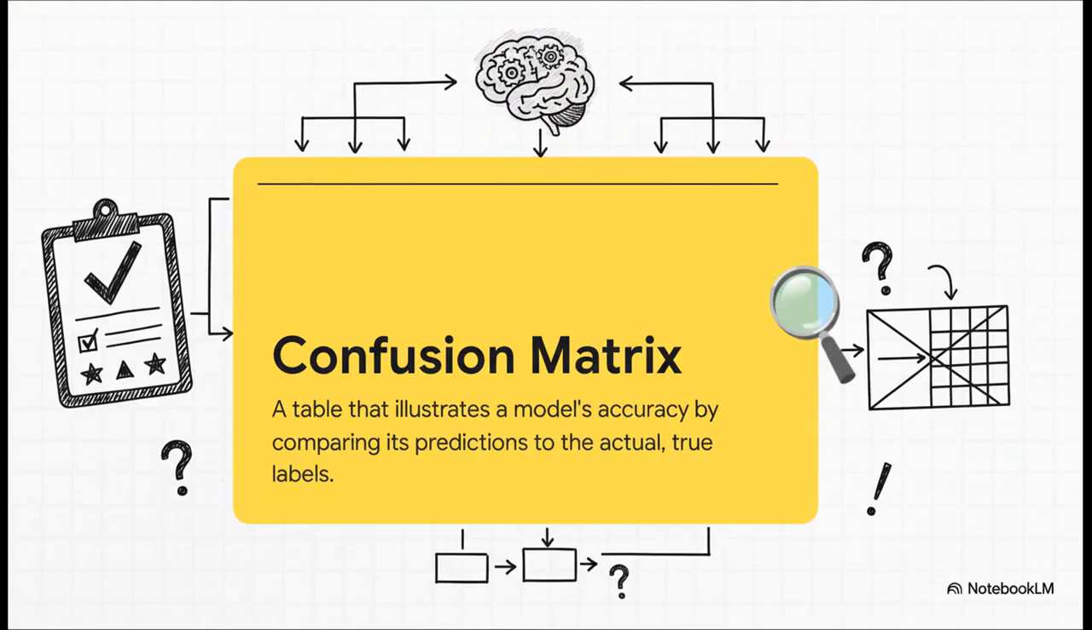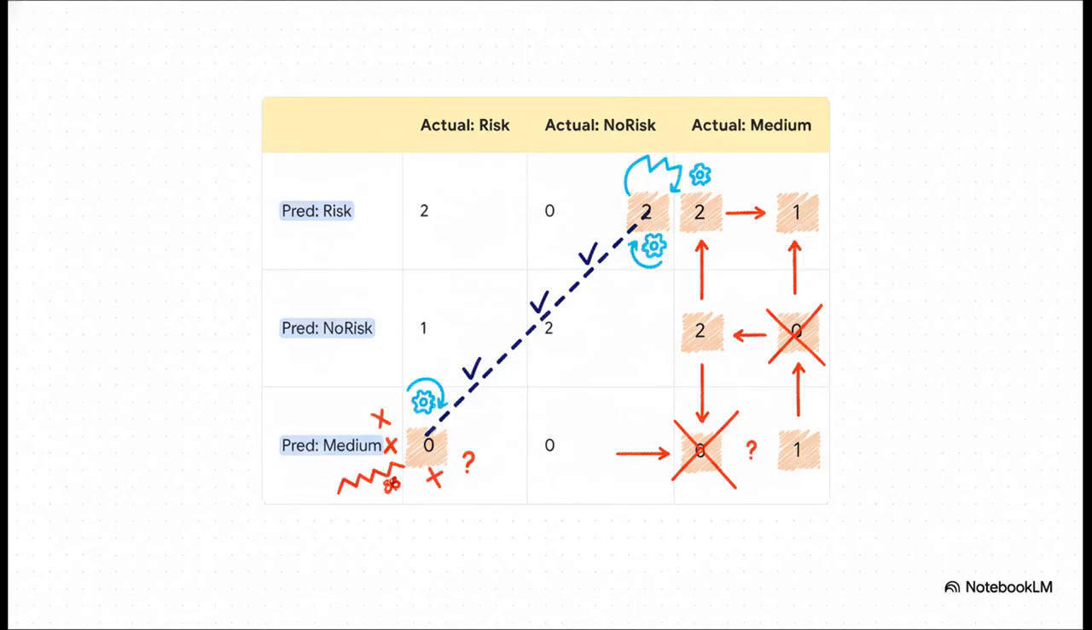Well, the answer is a tool with, honestly, one of the best names in data science, the confusion matrix. Seriously, the best way to think of it is just as a report card for your model. It's a simple table that shows you exactly where the model nailed it and, this is the important part, exactly where it got confused. Okay, let's take a look at one.